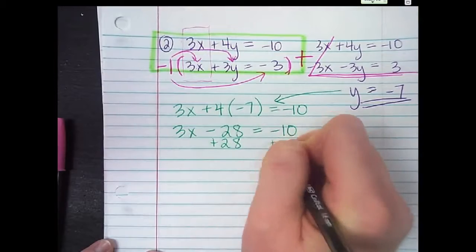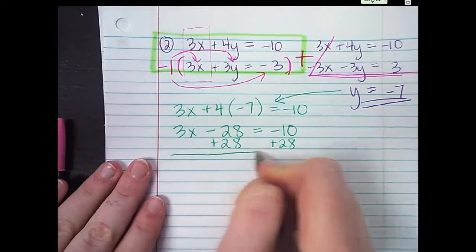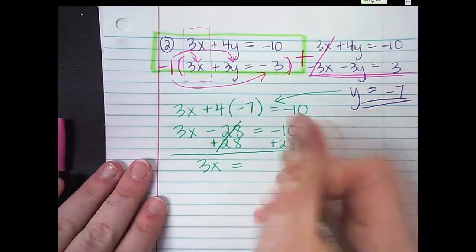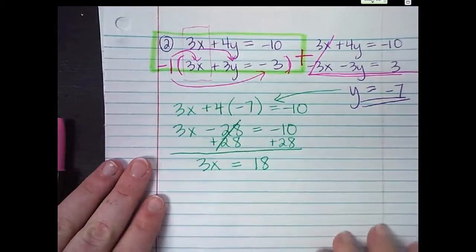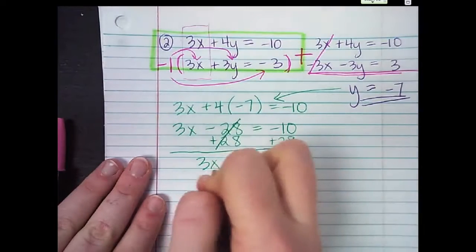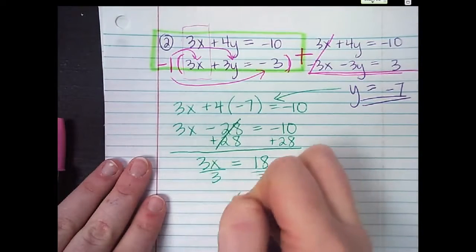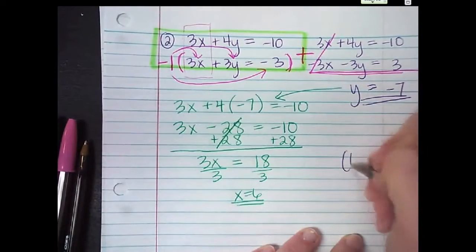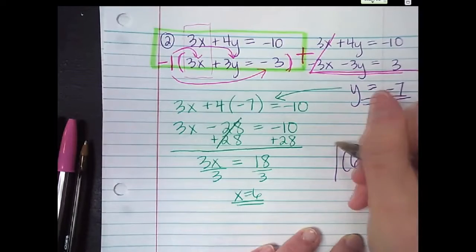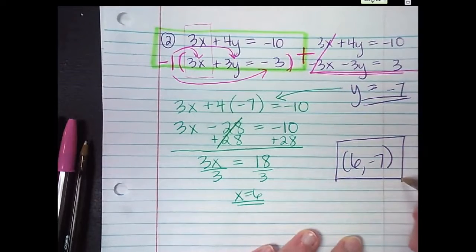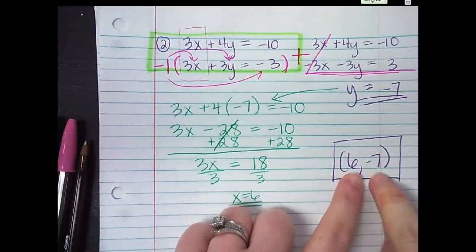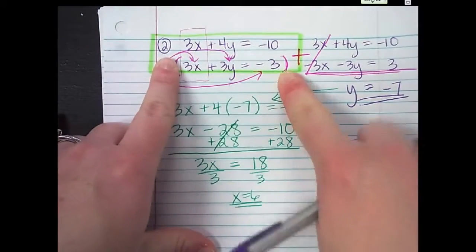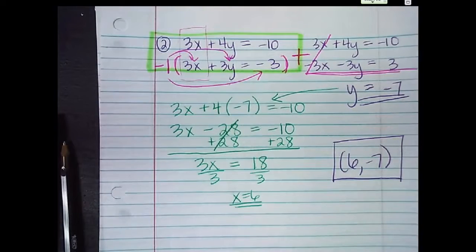3x minus 28 equals negative 10. Add 28 over. So 3x equals 18. What does x equal? Perfect. So our answer is 6. Remember, if you have the time, and if you want to take the time on the test, I would recommend it. Take this x and y and put it back into here and put it back into here. It should work in both of them.